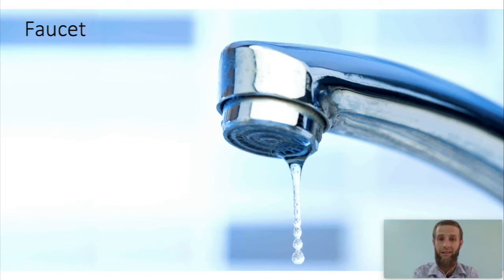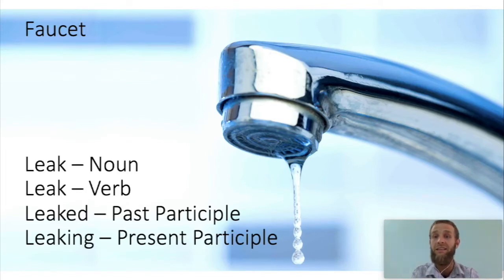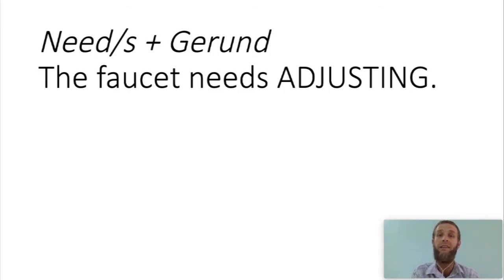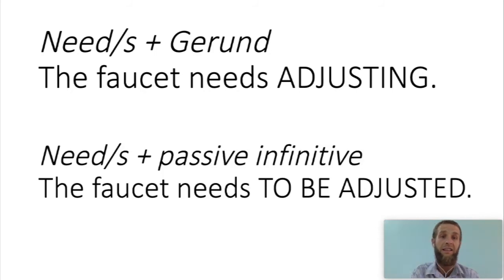Okay, here we have a faucet. The problem with the faucet is that it is leaking. The faucet has a leak, or the faucet is leaking. Or in this case, which brings us to our next point, the faucet keeps on leaking. We can say keep plus the gerund, and it means something happens over and over and over. So the faucet keeps on leaking, or the faucet keeps leaking. So what needs fixing? We could say the faucet needs adjusting, or the faucet needs to be adjusted.